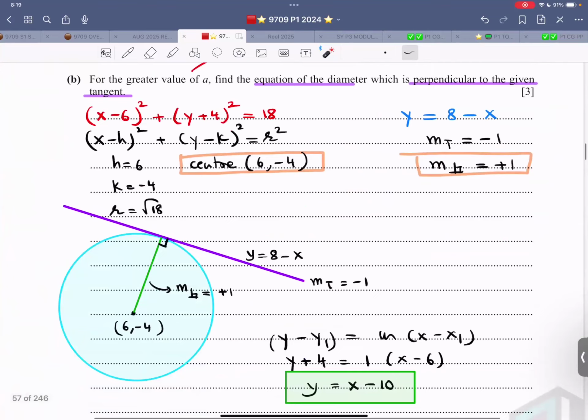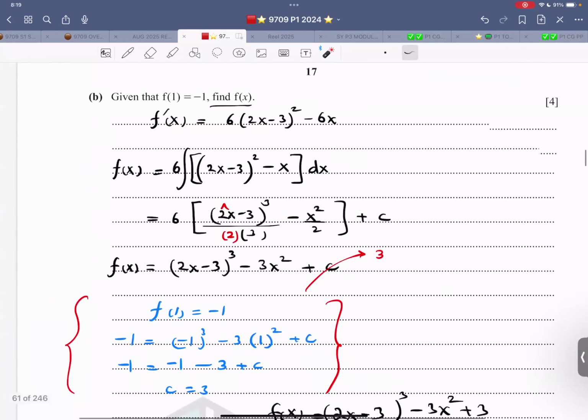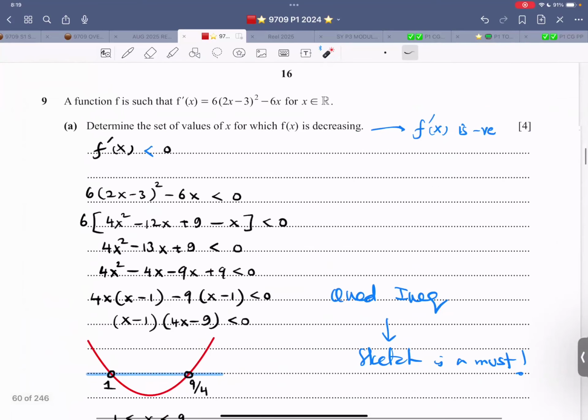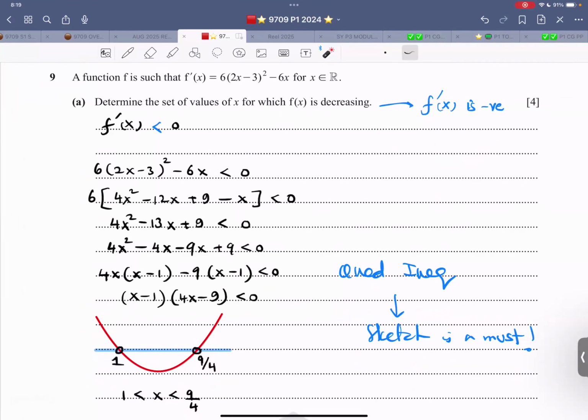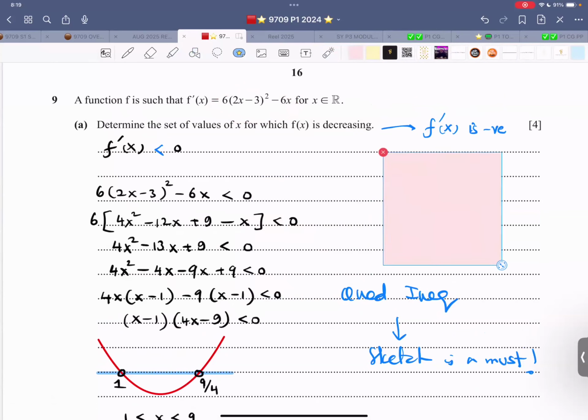Now similarly, let me choose another question. Again, increasing, decreasing. I think this is pretty basic. A function is such that f prime x is this. Determine the set of values of x for which f(x) is decreasing. So f prime x is less than 0. Now I cannot solve things as they are. Let me add a pink page over here.